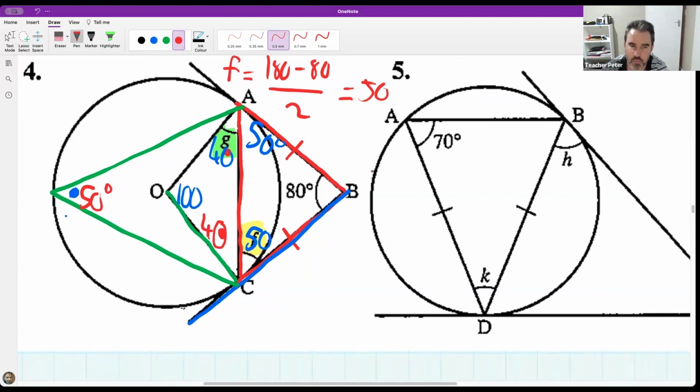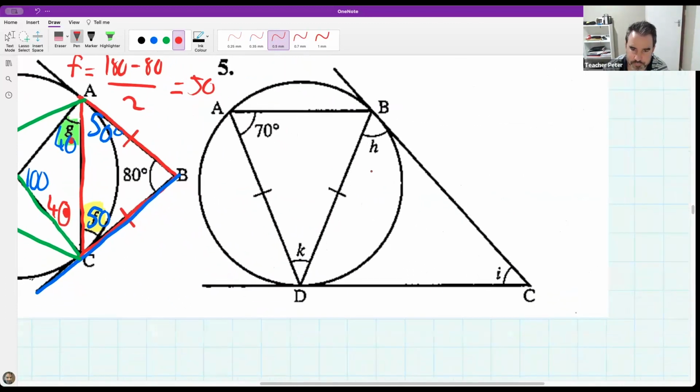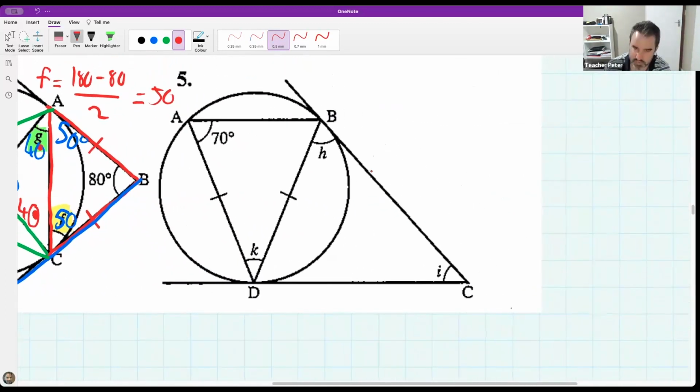Okay, one more for tonight, and then we're calling it a night. So number 5. In number 5, you have to find I. You have to find H. And you also have to find K. Where would you start with these 3 variables? Would you start with K? Would you start with H? Would you start with I?